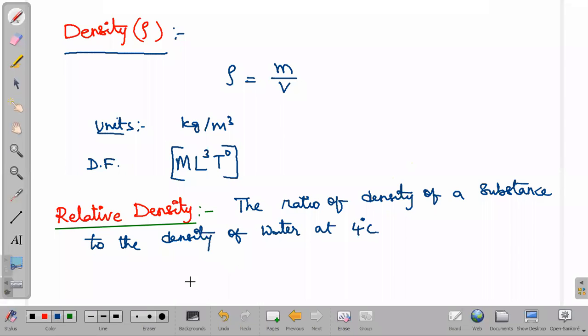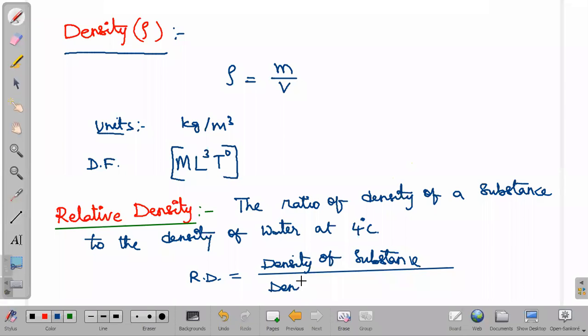So what expression can we write directly for relative density? Density of substance. We can find the density of substances by using this formula. Density of substance, and the next one is density of water. Their ratio only we are calling a relative density. And this water is at 4 degrees Celsius, we will consider. This is what we call the relative density.